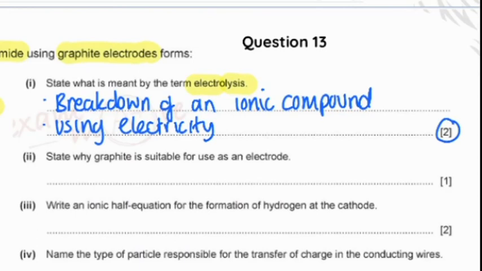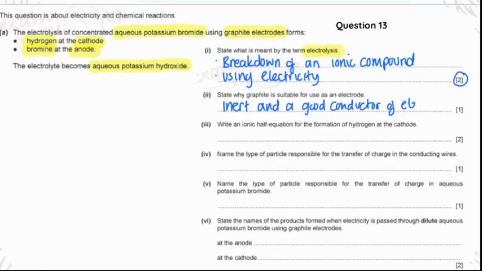State why graphite is suitable for use as an electrode. Well, need to say that it is inert and also that it conducts electricity. So we'll say and a good conductor of electricity. You need 2 marks there because they're nice, easy marks, but there's 2 reasons why we use graphite, so you must include both.